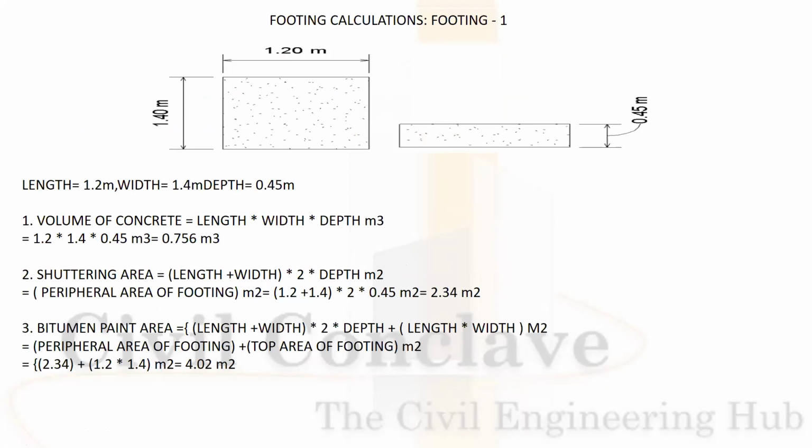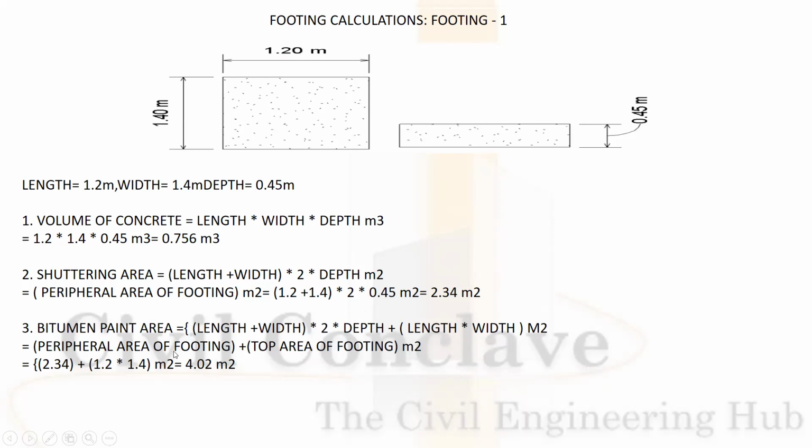Footing calculation. See the images, 1.4 meter by 1.2 meter, height will be 0.5. Okay, volume of concreting will be 0.75 cubic meter. Shuttering area, length into width, okay, that will be 2.34 square meter.